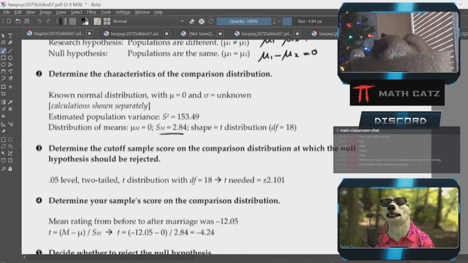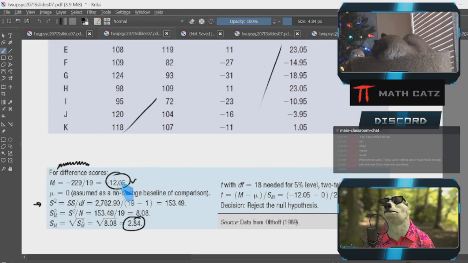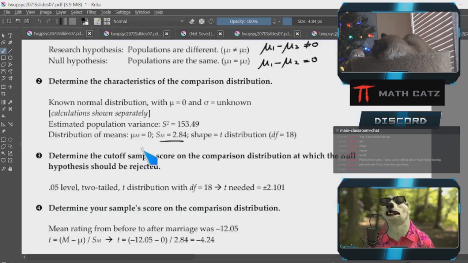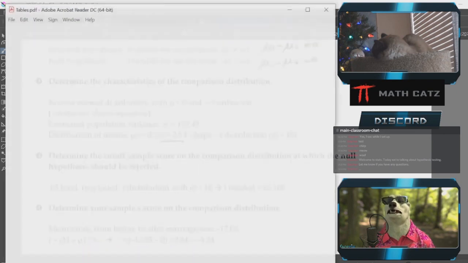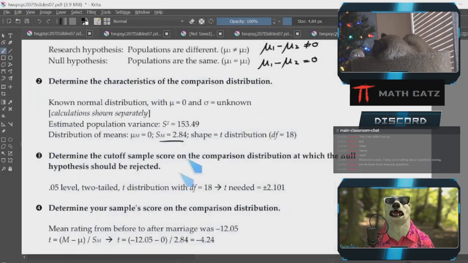Then we see, okay, well, what does our sample tell us? Our sample, remember, negative 12.05. We found that over here from our difference scores. That's our sample mean, negative 12.05. We calculate that in the same way we do the t-score. I'll show you in the formula sheet here, t-score, single sample, but now having merged the before and after scores, we're back to our single sample situation. That's the beauty of it.